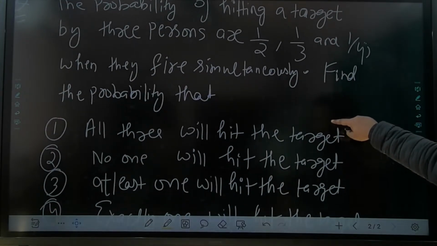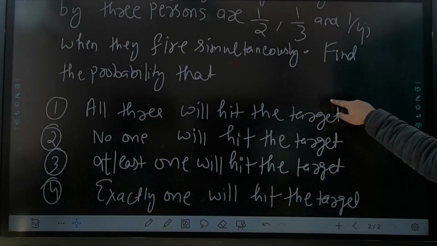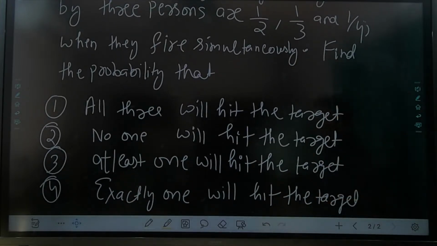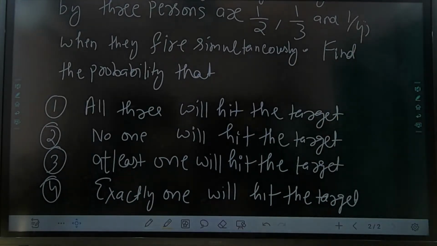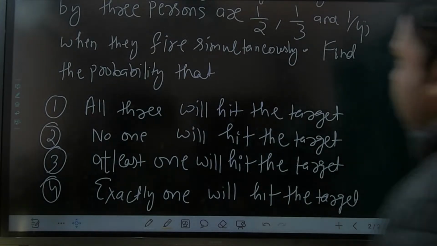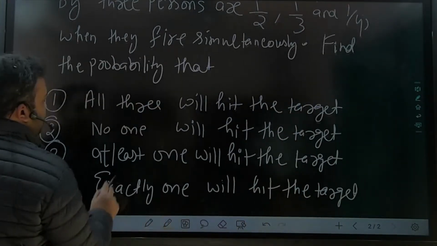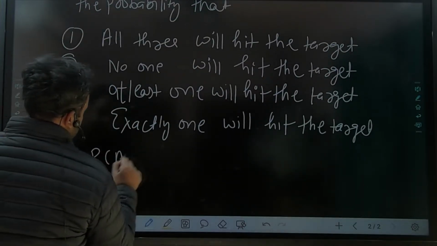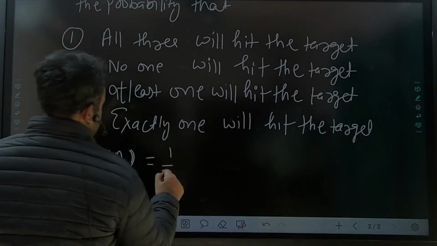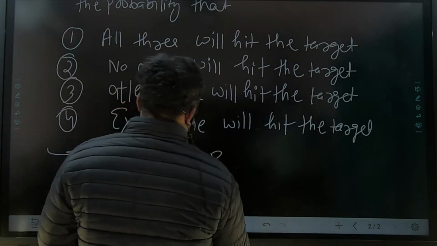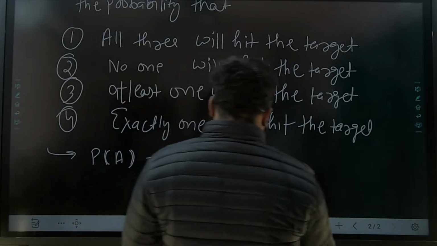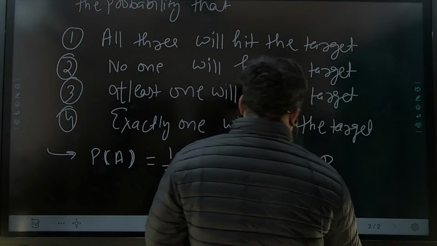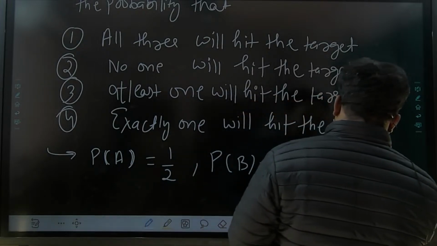We have a probability of hitting a target by three persons of 1 by 2, 1 by 3, 1 by 4. When they fire simultaneously, find the probability of each of these cases. So let's say the three persons are A, B, C. The probability of hitting the target by the first person, A, is equal to half. The probability of hitting the target by the B person, or second person, is 1 by 3. And the probability of hitting the target by the C person, or third person, is 1 by 4.